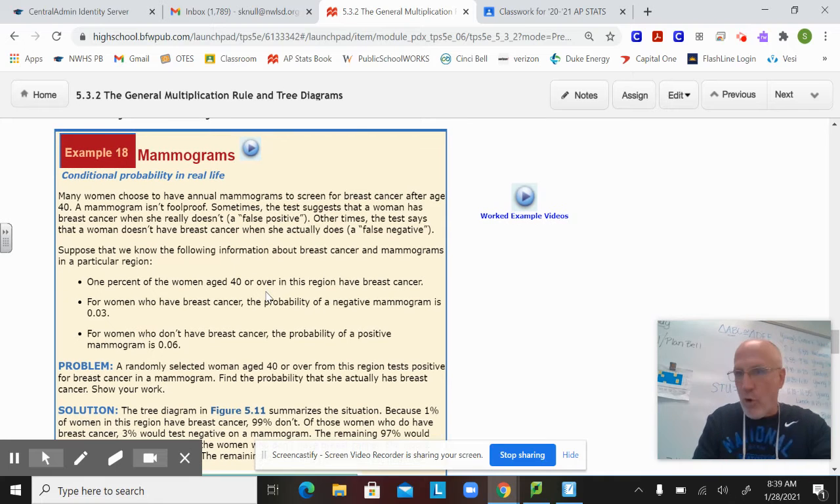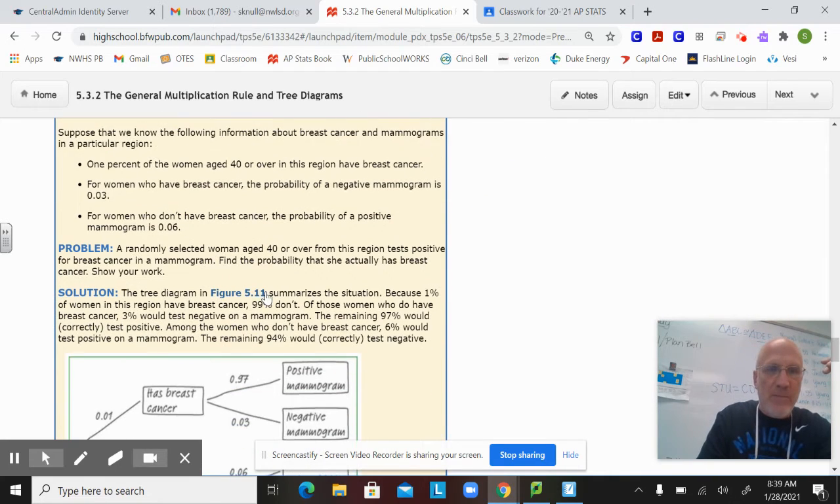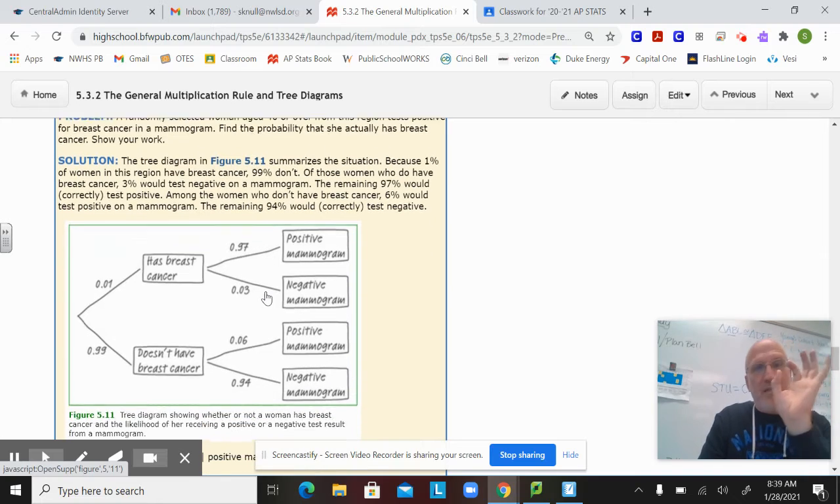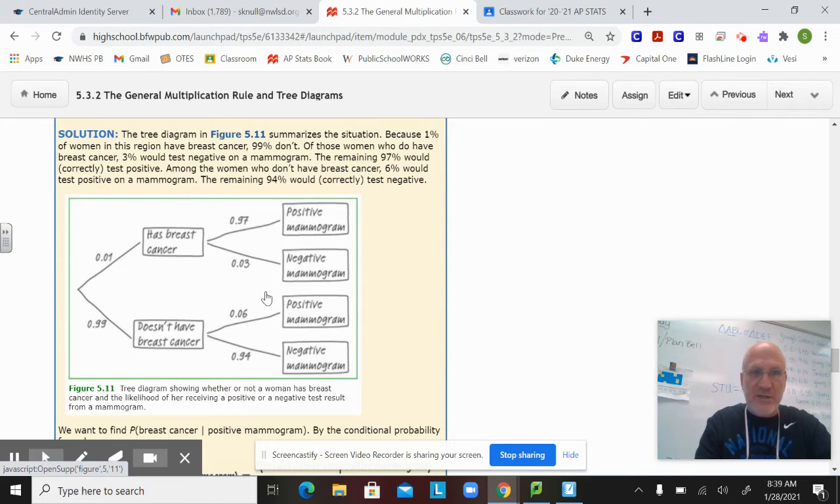So I'm going to scroll up and back here to the tree diagram. Look at my tree diagram. Look in particular at the first set of branches. I've got has breast cancer and doesn't have breast cancer. And there's 0.01 for 1% and 0.99 for 99%. So just that bullet point becomes that first set of branches.